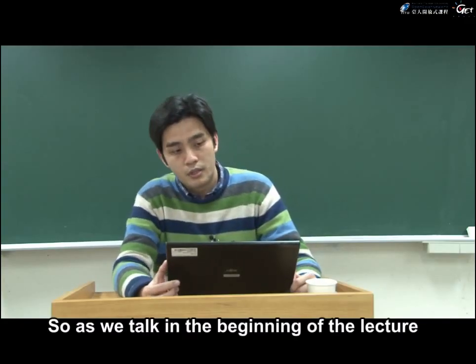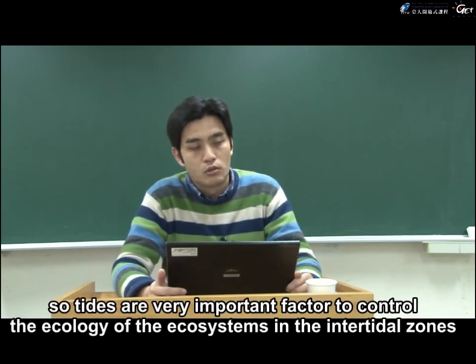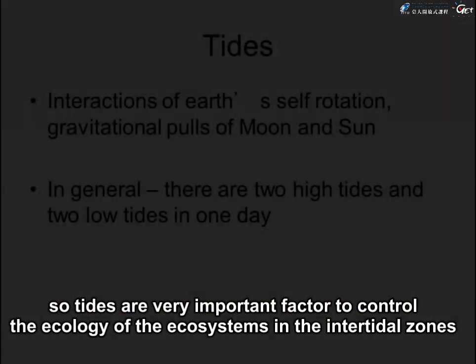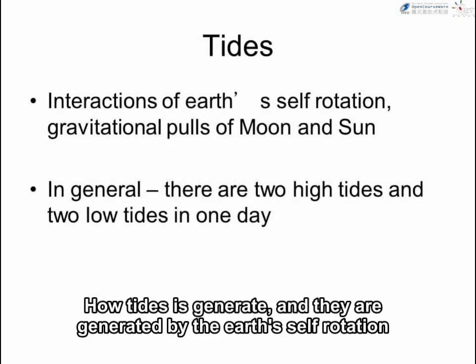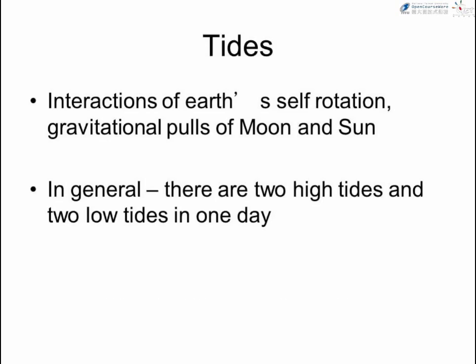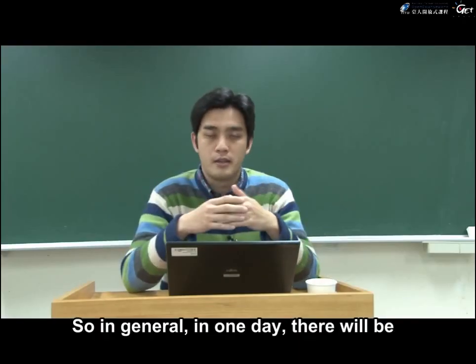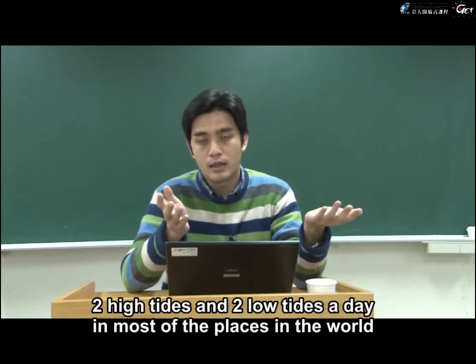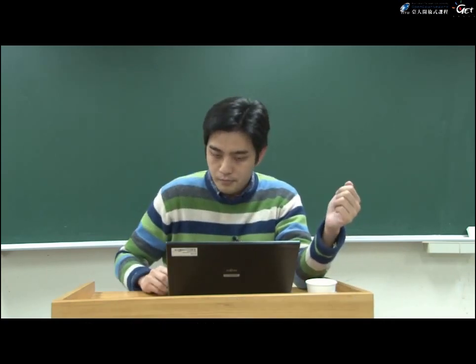As we said at the beginning of the lecture, tides are a very important factor controlling the ecology of the ecosystems in the intertidal zones. So what are tides? Tides are generated by the interaction of the Earth's self-rotation and the gravitational pull of the moon and sun. In general, in one day, there will be two high tides and two low tides in most places in the world.